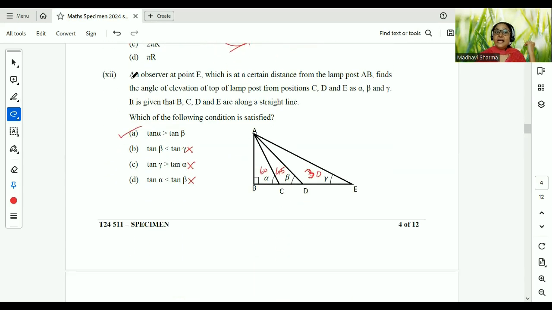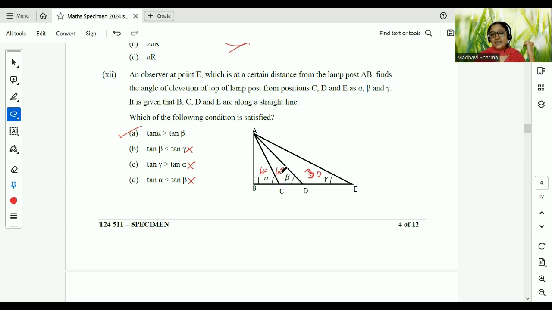Number 12. An observer at point E, which is at a certain distance from the lamppost AB, finds the angle of elevation of the top of the lamppost from positions C, D, and E as alpha, beta, and gamma. It is given that B, C, D, and E are along a straight line. Which of the following conditions is satisfied?